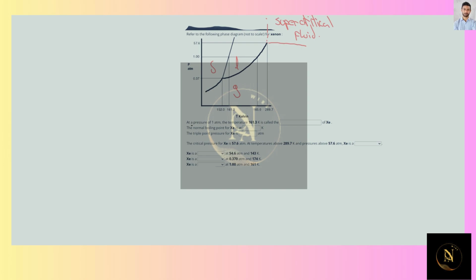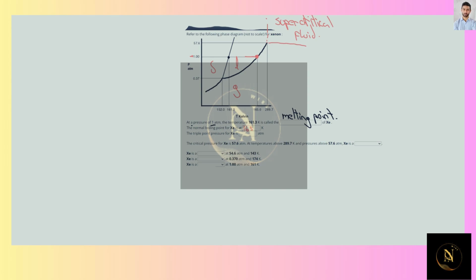At a pressure of 1 atmosphere, the temperature of 161.3 Kelvin, in this case, is going to refer to this point, and it is going to be the melting point of xenon. The normal boiling point for xenon is at a certain value in Kelvin. The normal boiling point is going to correspond to 1 atmosphere, going towards this point over here. This would correspond to the normal boiling point, which is 165 Kelvin.